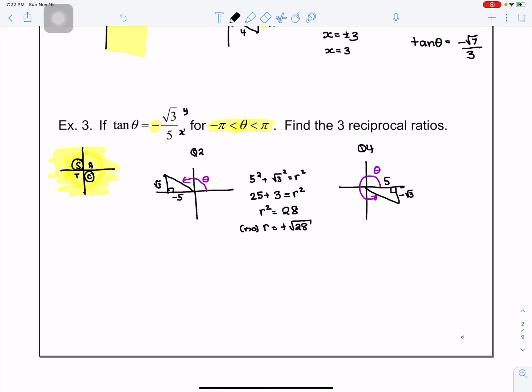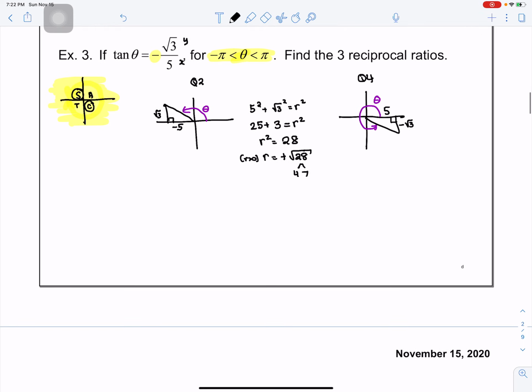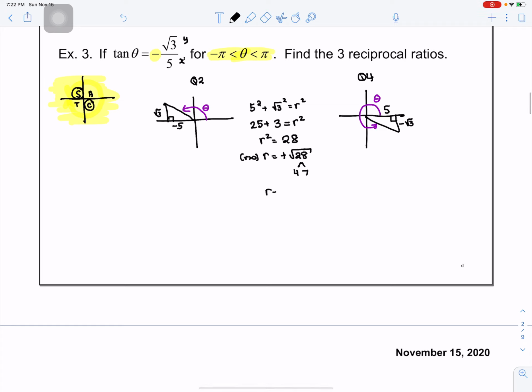Now from 20-1, you need to break up the 28 into 2 numbers where one is a perfect square. So this simplification would be the square root of 4 is 2, and then I'd have a 7 left over under my radical. So in both triangles, my r value is positive 2 root 7.